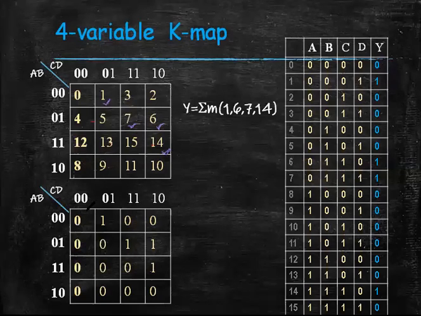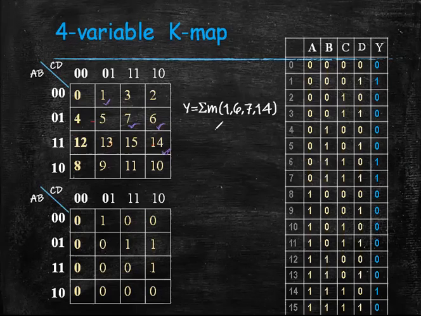It is the 4-variable K-map for the given SOP, and it is the corresponding truth table.